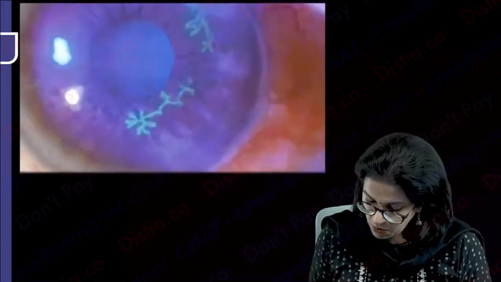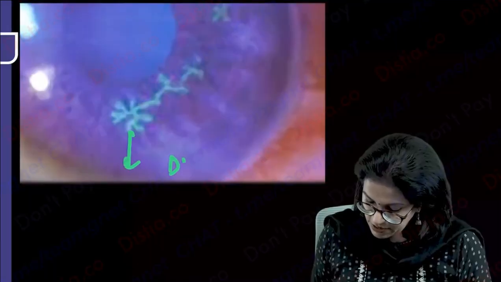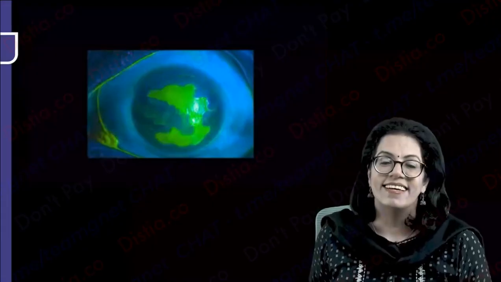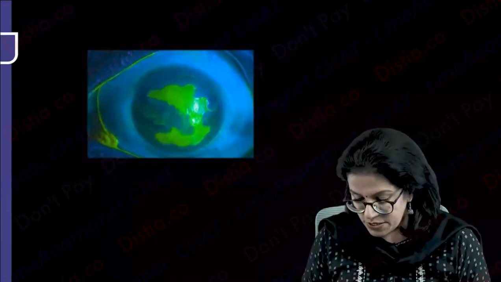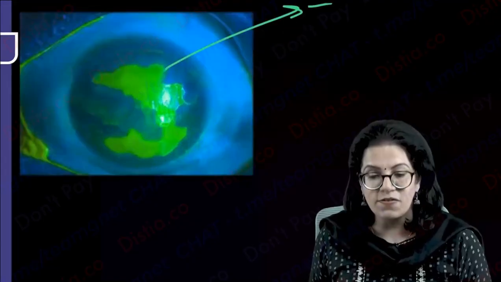Have a look at a little more. Here again, it is staining with fluorescein. These are all typical dendritic ulcers. It is a linear ulcer. Now what is this? It has taken an amoeboid shape. This is what is called a geographical ulcer. So this is your geographical ulcer.